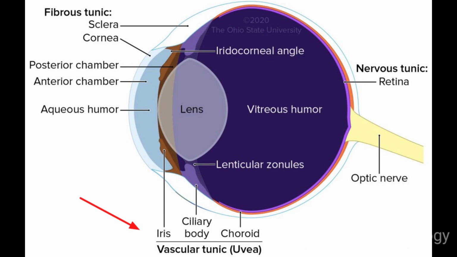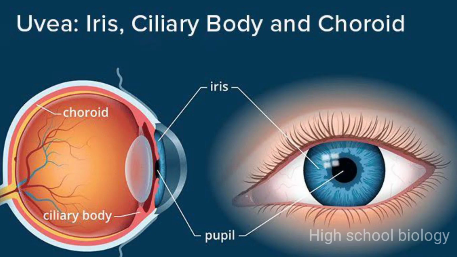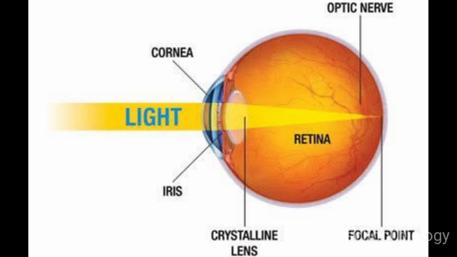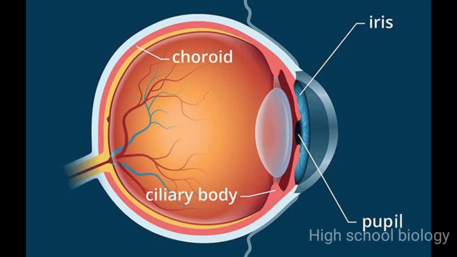Then the second one is the vascular tunic. The vascular tunic is a middle layer comprised of 3 distinct regions. They are the iris, the ciliary body, and the choroid. Look at the iris. The iris controls the amount of light that enters the eye by opening and closing the pupil.